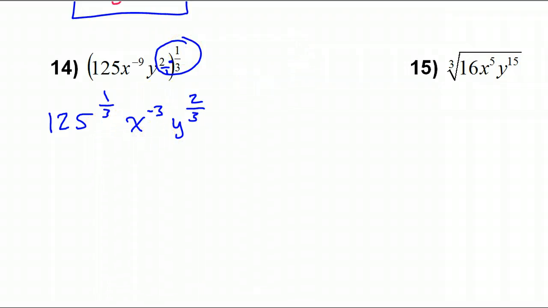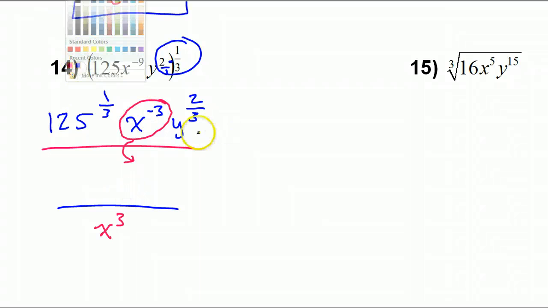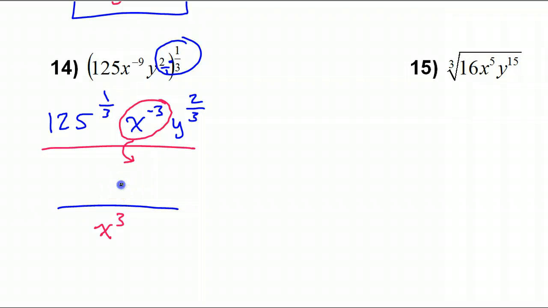Now obviously anything with a negative power is on the wrong side of the invisible fraction. So this is going to have to drop down. But the 125 to the 1/3 power, that's going to stay up, as is the y to the 2/3 power. So let's see what I have. So I said this is going to drop down. So I'm going to have x to the 3rd power in the denominator. The y to the 2/3 power, that's going to stay up there.